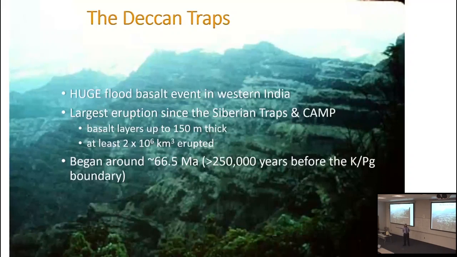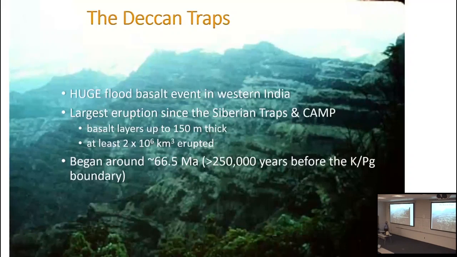We've seen 2 of them before. The 2 we saw before was in the boundary of the Triassic and the Jurassic, the CAMP, Central Atlantic Magmatic Province. And the even bigger one before that, at the end of the Permian, the Siberian Traps. Note that those 2 events are also mass extinctions. And the Deccan Traps is the largest eruption, or perhaps one of the largest eruptions, that the world had seen since those 2 events. Individual layers of lava up to 150 meters thick, something like 2 million cubic kilometers erupted.